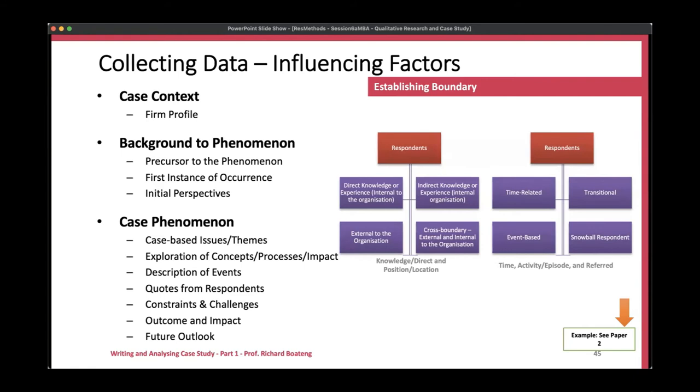Now, the first set of respondents, we are looking at it in terms of differentiating them in terms of the knowledge they have about the issue, whether it's direct or indirect knowledge. And then their position, or location, whether they are external to the organization or internal to the organization. And the second one is about time, the activity, or whether the person is a referred person.